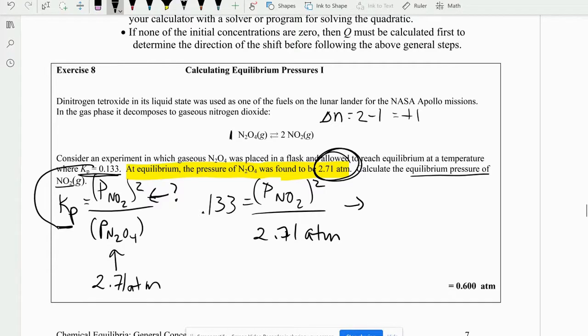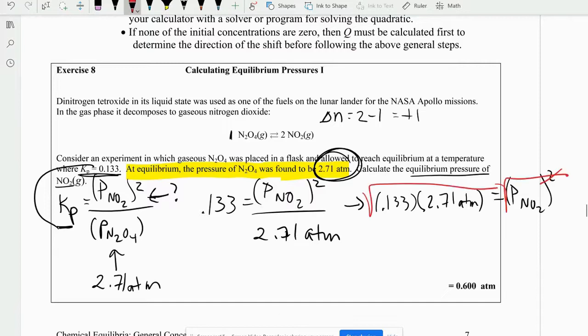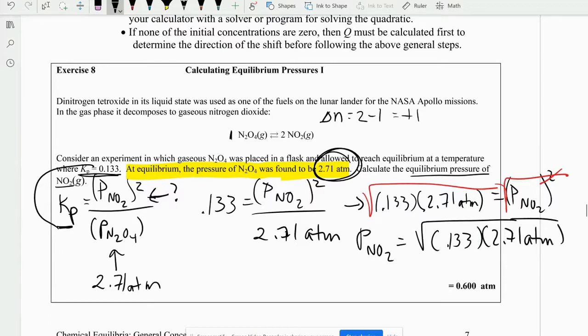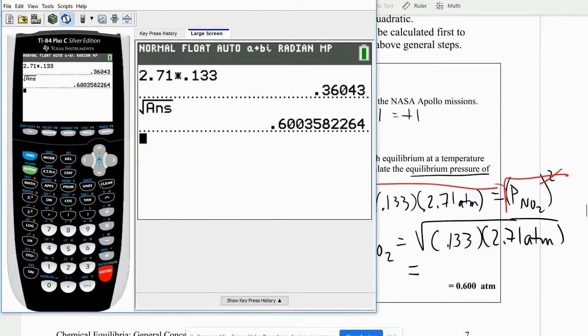So remember, back in algebra, what we would do to get that squared away from NO2, you would definitely get rid of the square by taking the square root of both sides. So if I were to go back and rewrite this, it would be PNO2 equals the square root of 0.133 times 2.71 atmospheres.